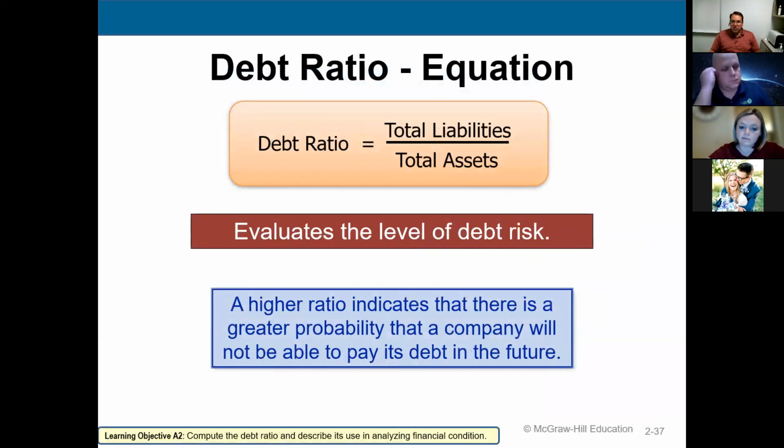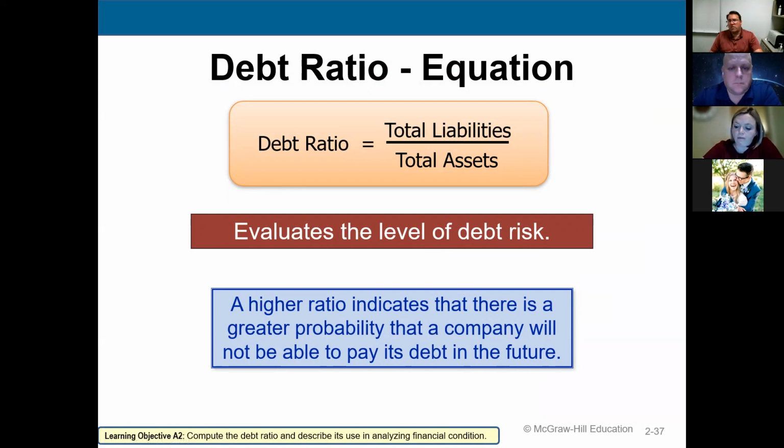A couple of ratios that they'll introduce you to in this chapter. The first is called the debt ratio. All a ratio means is a comparison of two numbers. So the debt ratio is the comparison of our total liabilities over our total assets. To find that, we just take our total liabilities, which we would find on our balance sheet, divide it by our total assets, and that gives us our debt ratio.